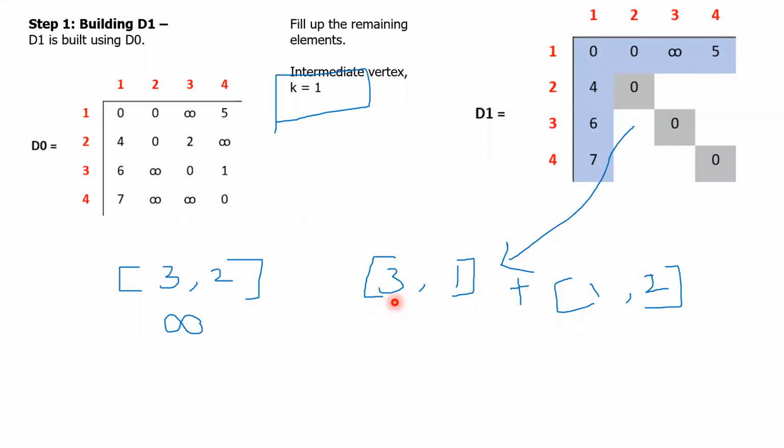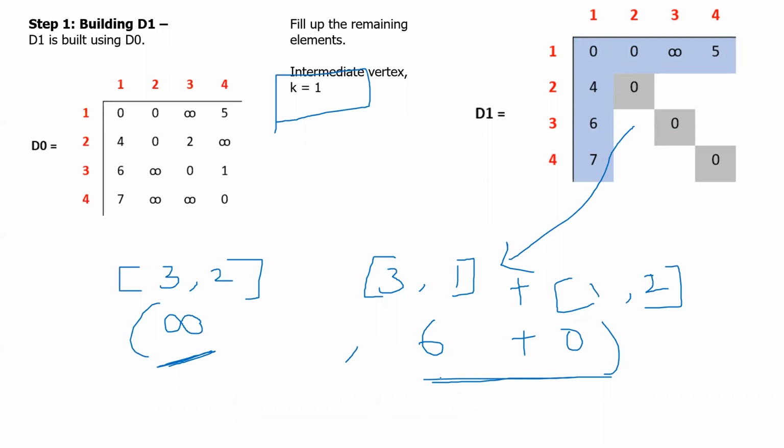So now check, what is the current distance from node 3 to 1? Node 3 to 1, the current distance is 6. So that will be your 6. Plus, what is the current distance from 1 to 2? Current distance from 1 to 2 is 0. Now, you have infinity, and you have got a value 6. This is the current distance. This is the new distance from 3 to 2 via 1.